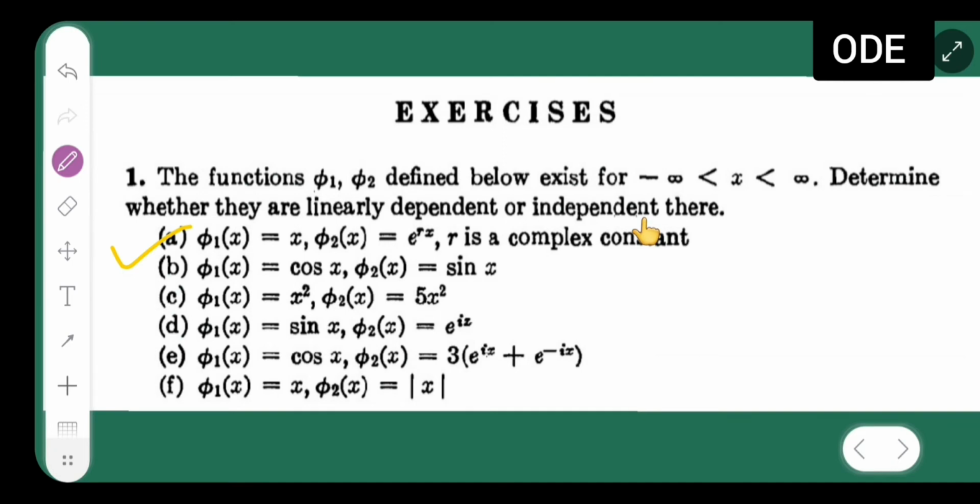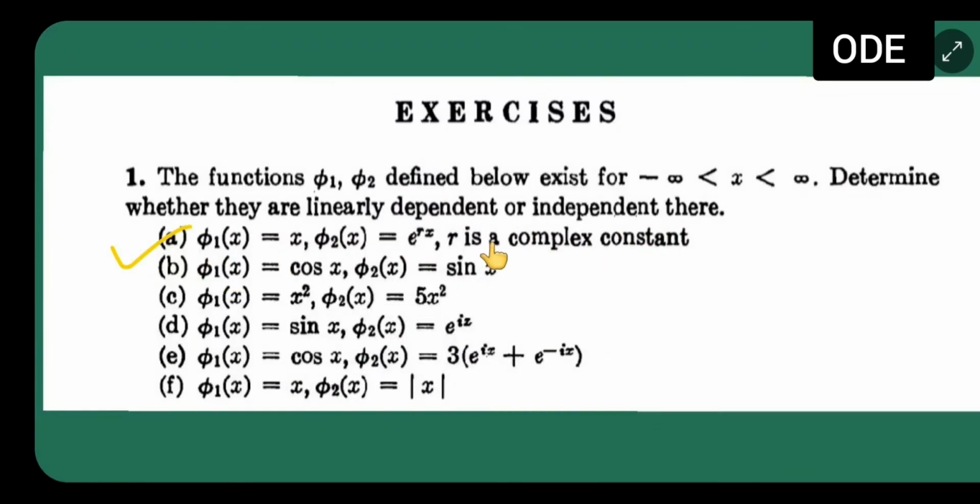So let me start. What is given, you all write down from me. First let me read. The functions phi1 and phi2 defined below exist for minus infinity less than x less than infinity. Determine whether they are linearly dependent or independent there. First is phi1 of x equal to x and phi2 of x equal to e raised to the power rx, where r is a complex constant. So let me do the first one.